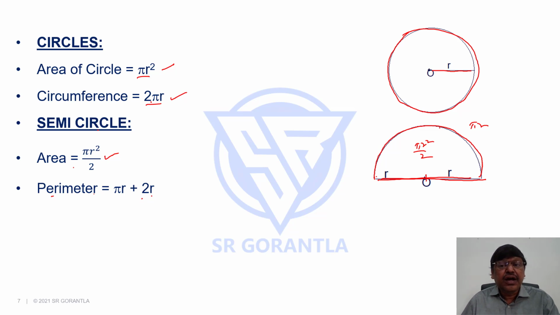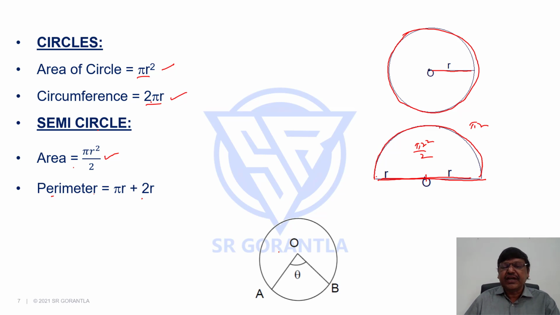Okay, next, a part of a circle, we can call it a sector. If you look at this, OA is radius, OB is radius, this is the angle. This OAB is called a sector. It's a part of a circle.